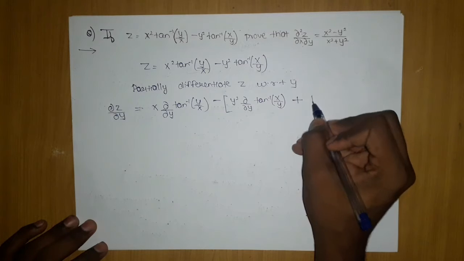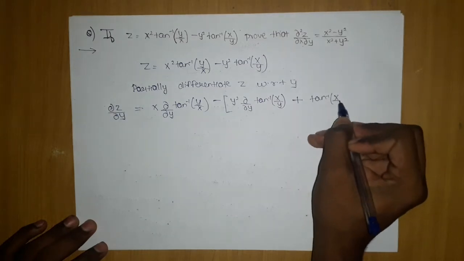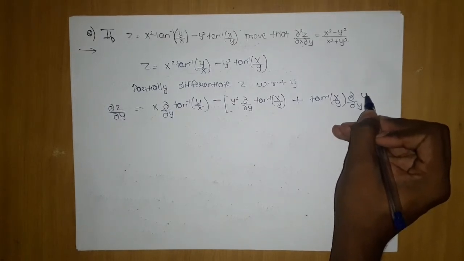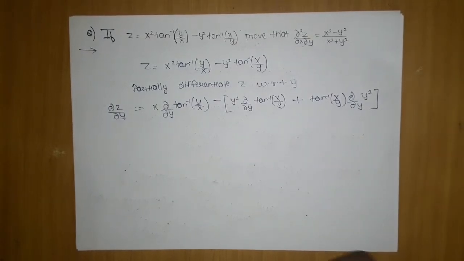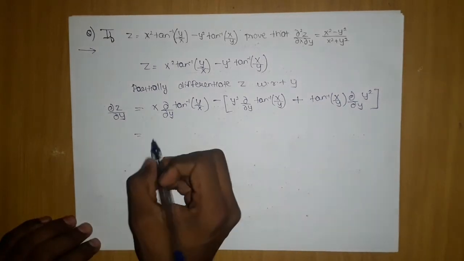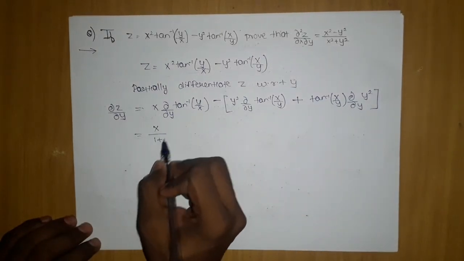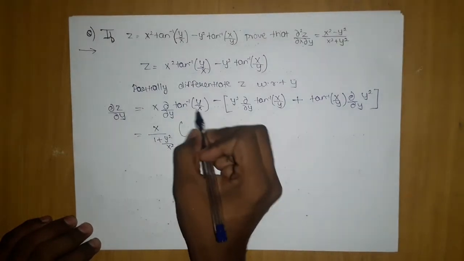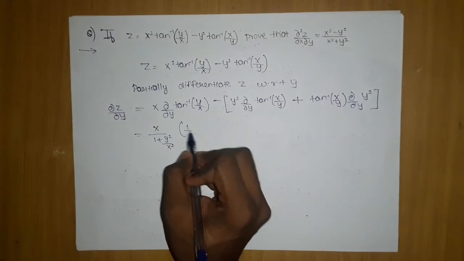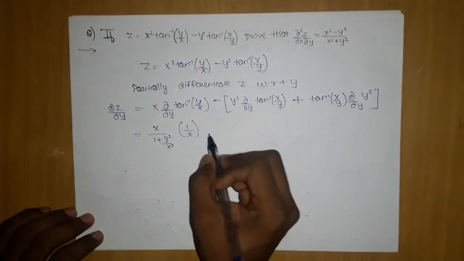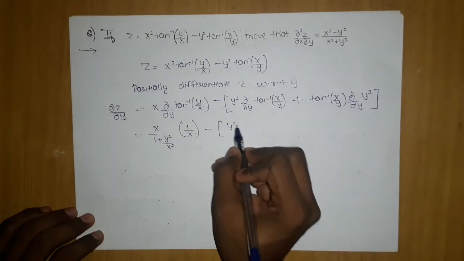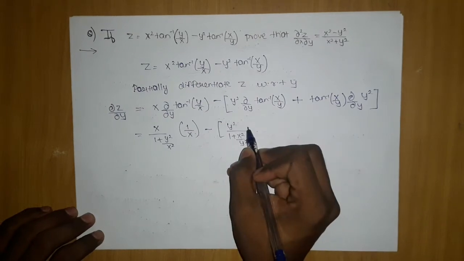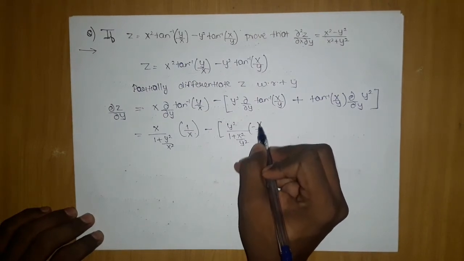Plus tan inverse x by y dou by dou y of y square, right? If I differentiate this partially, what I get is 1 by 1 plus x square by y square, and then by chain rule we have to partially differentiate x by y, which will be nothing but minus x by y square.